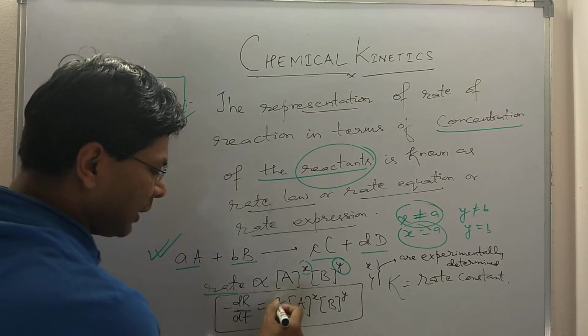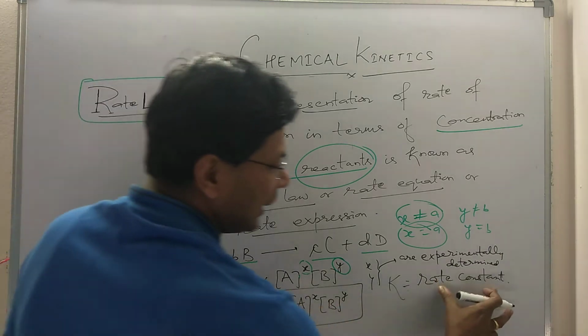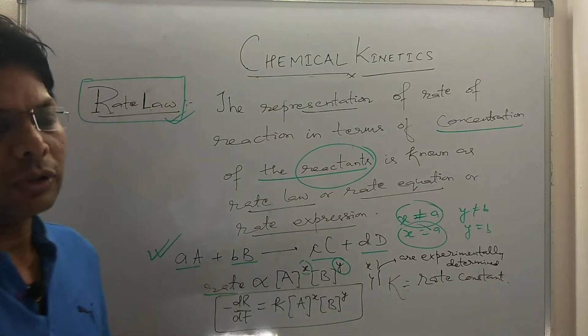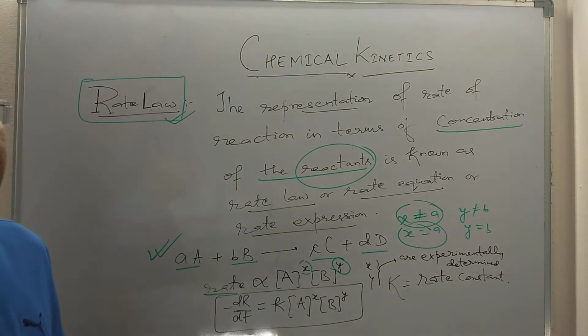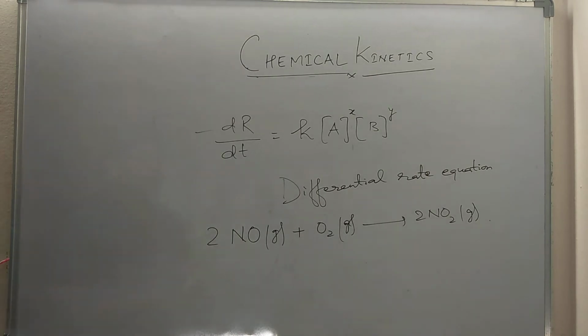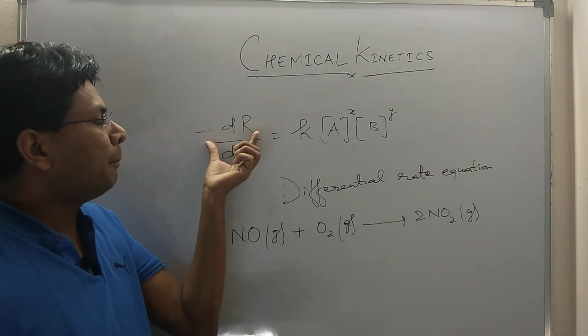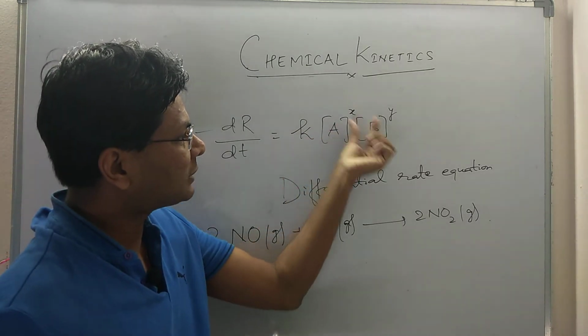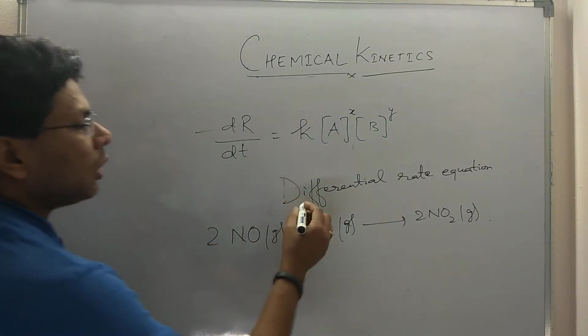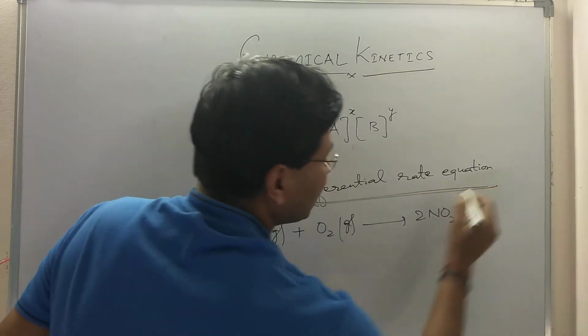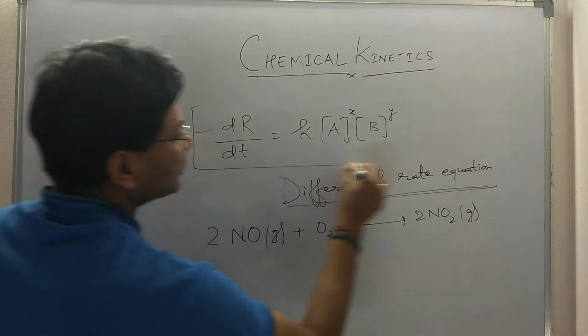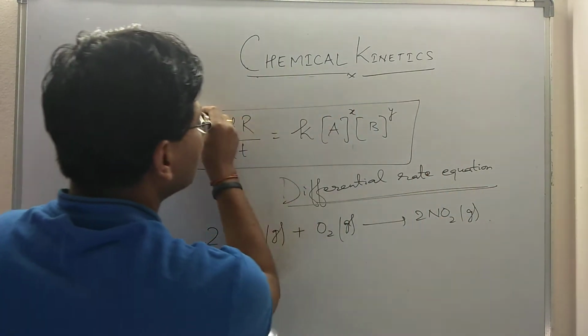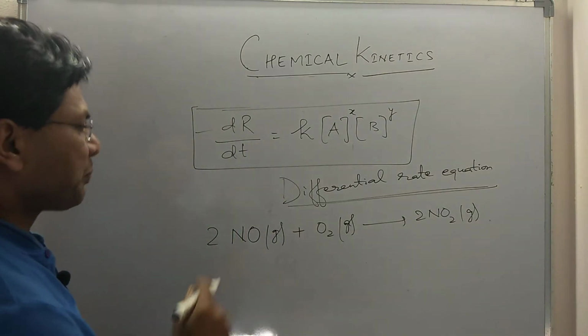If we put a proportionality constant, that is called the rate constant, or velocity constant of a reaction. So minus d[R]/dt is equal to k [A]^x [B]^y. This is called the differential rate equation, because it is given in terms of dy by dx, or we can say d[R]/dt.